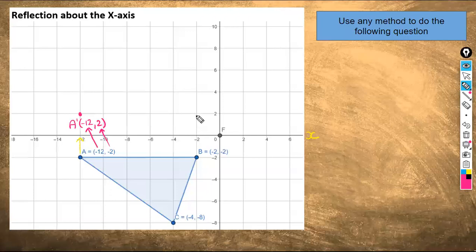B would be 1 block on the other side, making him what? B prime, minus 2, positive 2. Look at it. Minus 2 on the x-axis, but positive 2 on the y-axis. C is how many blocks away? 1, 2, 3, 4. So on the other side, it's 1, 2, 3, 4. And you will notice that the x coordinate remains the same. Look at it, it's still minus 4. But the y coordinate, which was minus 8, when it's up here now, it's positive 8.